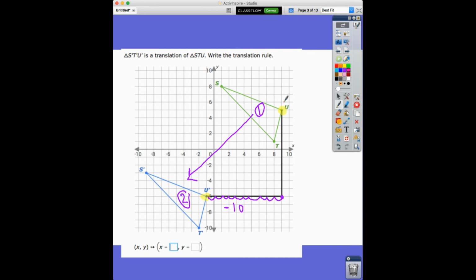Starting up here, going down here, that would be 1, 2, 3, 4, 5, 6, 7, 8, 9, 10, 11. And again, we're going down, so that is -11. The nice thing is they have the answers for us. Makes it kind of easier for us here, right? So left to right is 10. Up and down is 11.